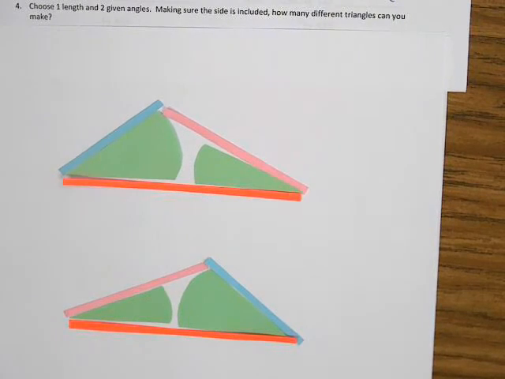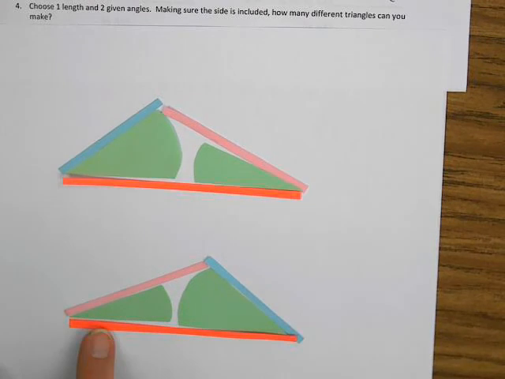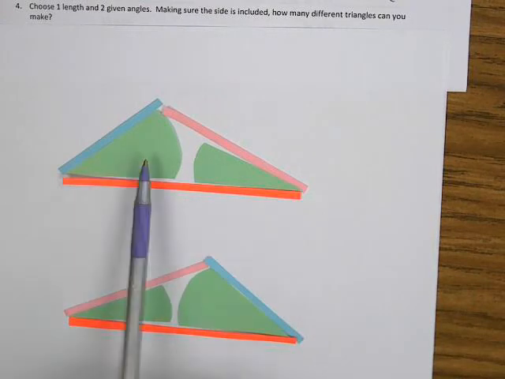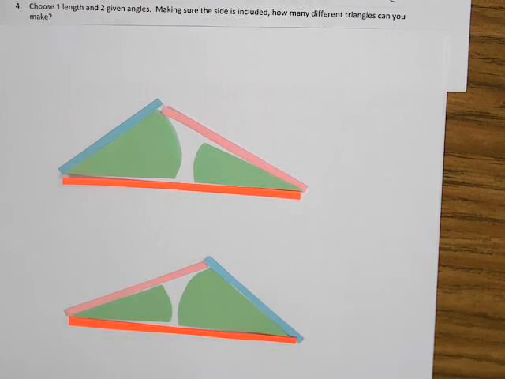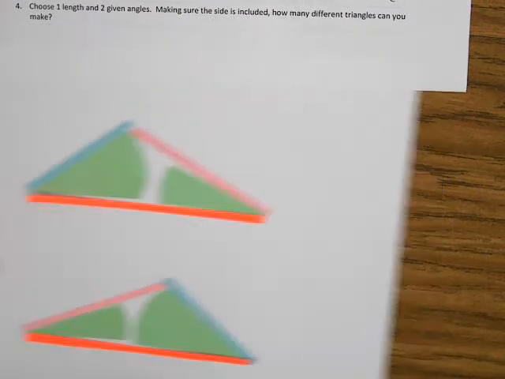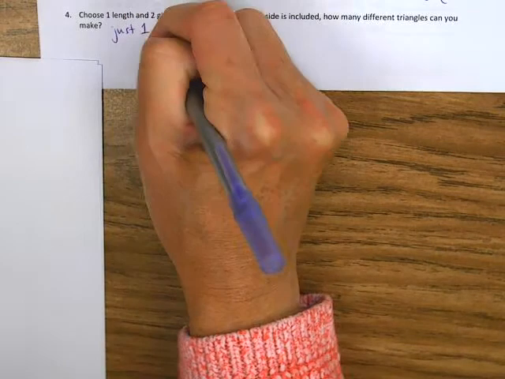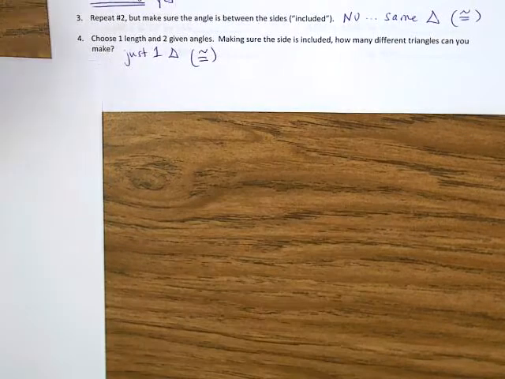Should look like the same triangle. It's flipped around, right? The blue side landed over here, but if we were to look at, is this triangle congruent to this one, I think your answer would be yes. So in choosing one length and two given angles, that was the red, and the two green angles, making sure the side is included, how many different triangles can you make? Well, we can only make one triangle. So I'm going to say just one triangle, which means it does in fact preserve congruence.